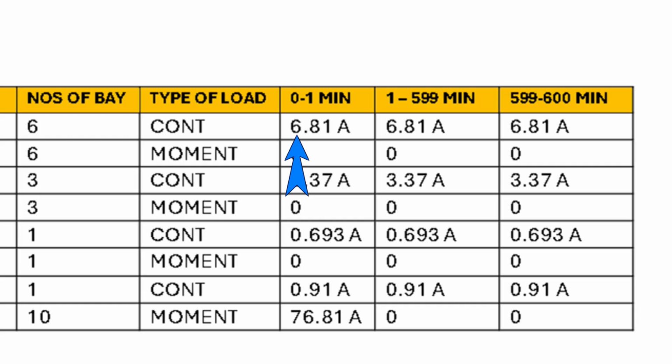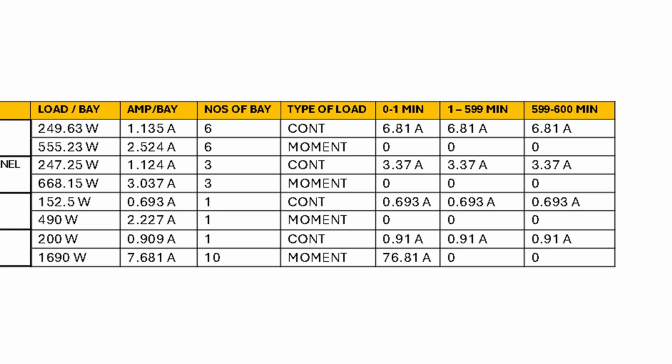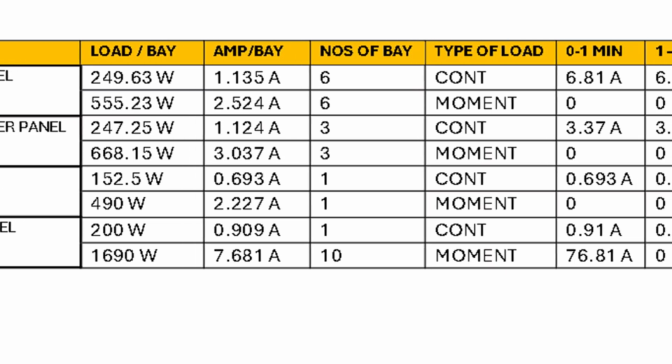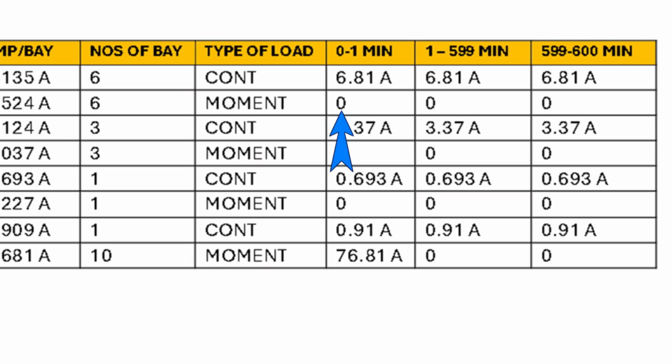This continuous load will be considered under 3 columns: 0 to 1 minute, 1 to 599 minutes, and 599 to 600 minutes. The momentary load of the panel and its corresponding current can also be calculated by dividing the wattage by 220 volts. Since there are 6 such panels, the total value will be multiplied accordingly. However, we will consider the momentary load as 0 for 0 to 1 minute, 0 for 1 to 599 minutes, and 0 in the last column as well.